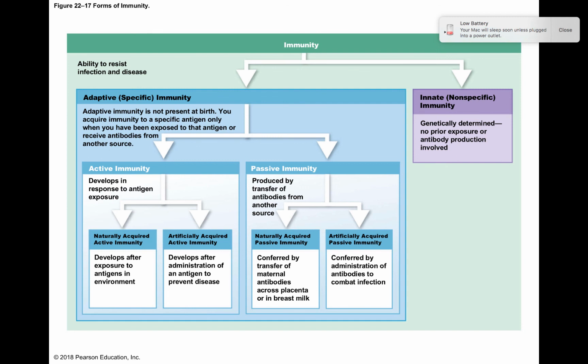The reason a health professional would want to give antibodies is because they're afraid you don't have enough time to actively develop your own antibodies. So it's going to be an emergency situation, like a snake bite, right? In a snake bite, you better give them immunoglobulins. You better give them antibodies so that the venom doesn't kill the person. Another example?